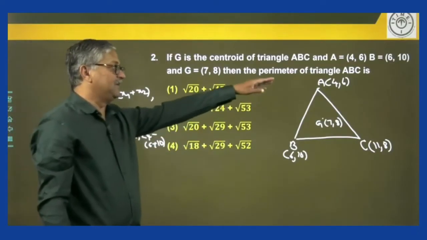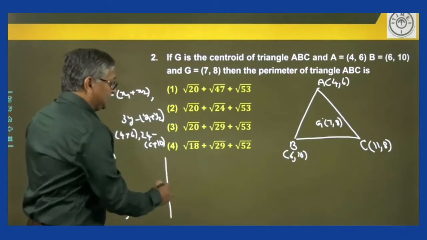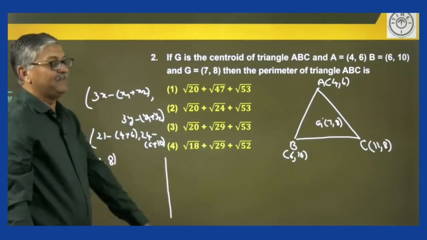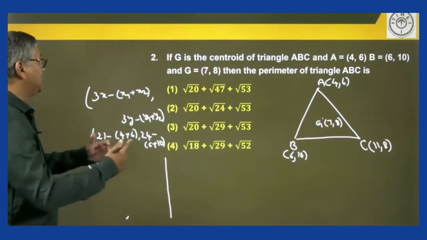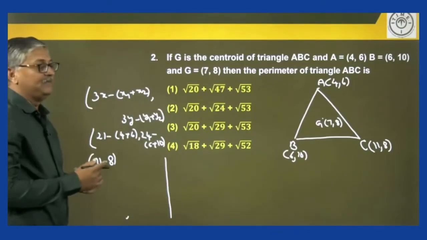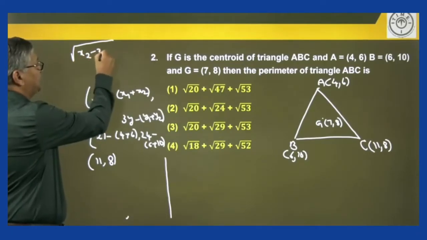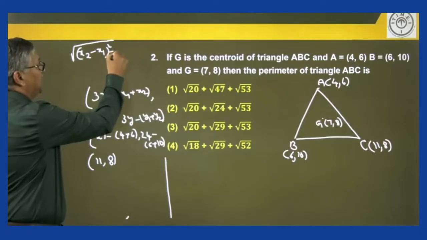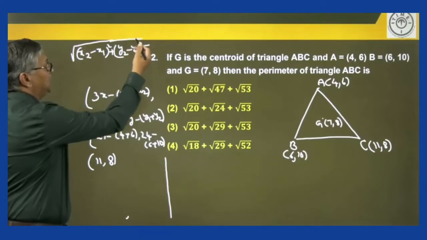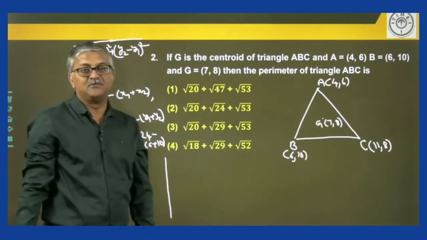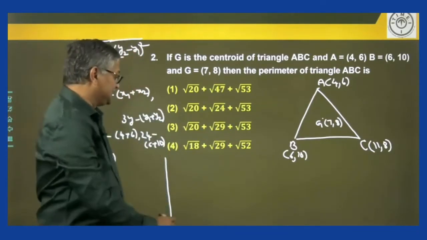So, the perimeter is nothing but AB plus BC plus CA. So, how can we calculate AB? That is nothing but the distance between A and B. How can we calculate the distance between the 2 points when x1, y1, x2, y2 are given? The distance between the 2 points is root over x2 minus x1 whole square plus y2 minus y1 whole square. So, simply we calculate the distance here.